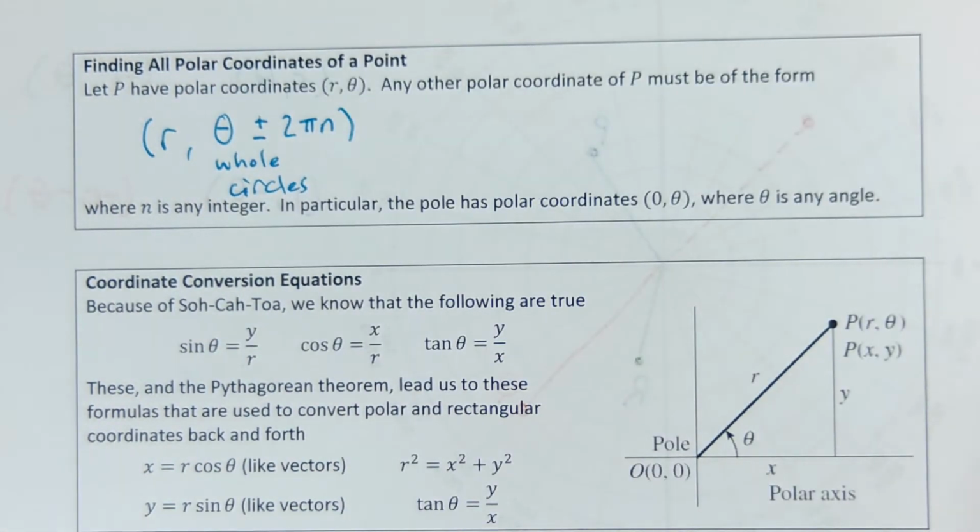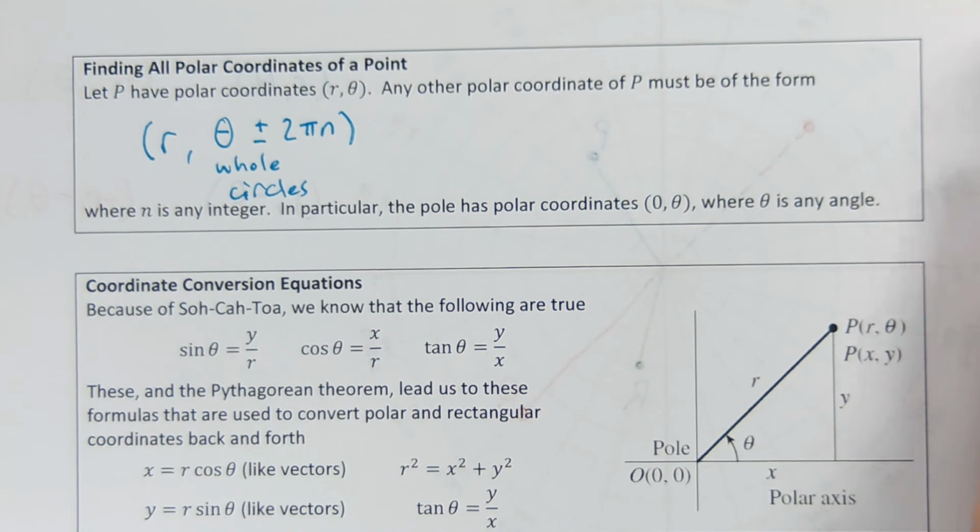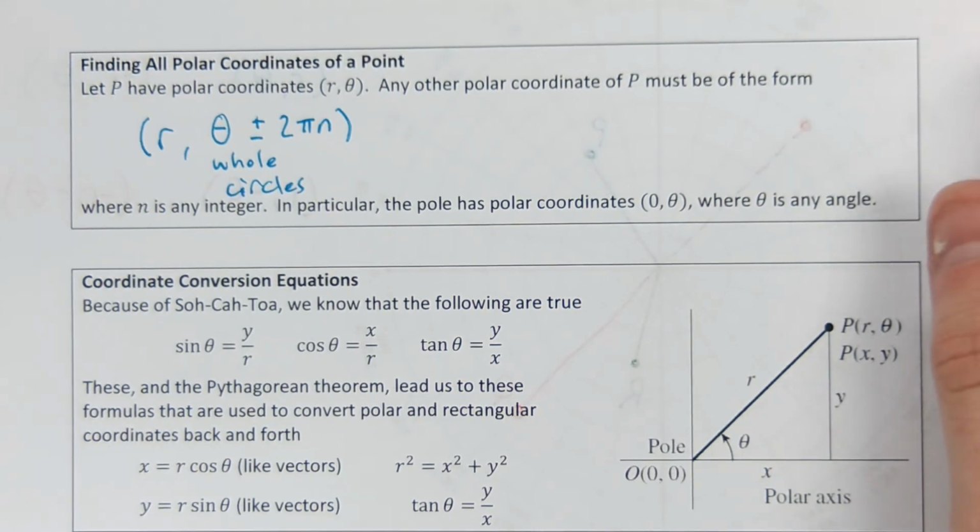How many circles? I don't care. Which direction? I don't care. You're going to land on the exact same place. The n, that just means number of circles. So n is 1, 2, 3, 4, 5, 6, 7, 8, 9, 10. It doesn't matter. And then plus or minus because it doesn't matter which way you turn.